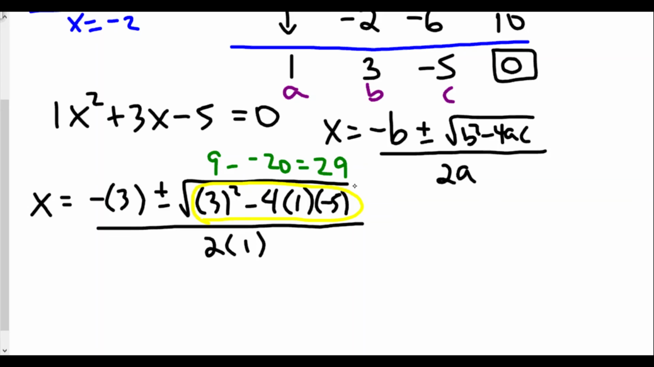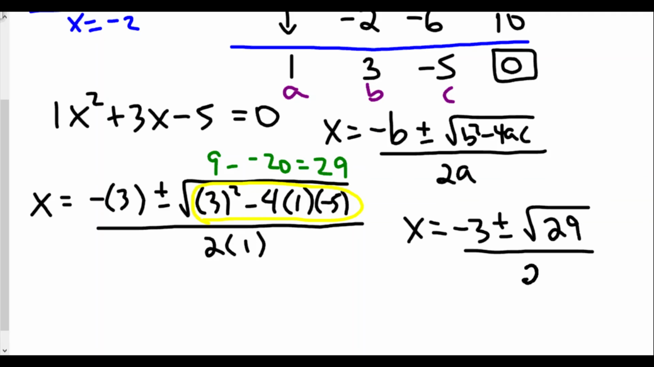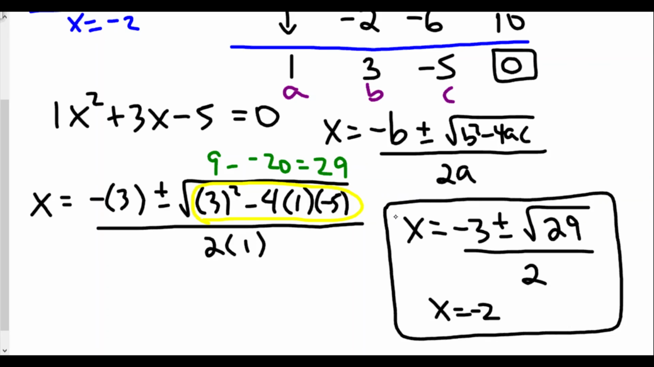With your graphing calculator, make sure you put parentheses everywhere. Make sure you use a minus sign for the -4, but the negative sign for the -5. And so now our answer is x is equal to -3 plus or minus the square root of 29 all over 2. And then of course, x equals -2, which we found from before. These are the roots. We cannot simplify the square root of 29 any further, so that's as far as it goes.